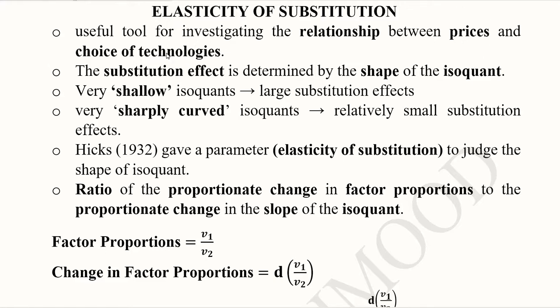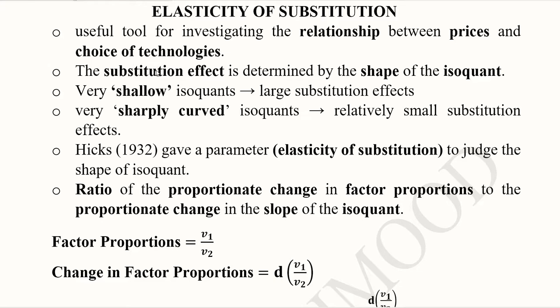So primarily we can say that when it comes to the choice of technology, that is about the mixture of labor and capital, how much of the labor and how much of the capital will be used. That mixture is related with the prices of the inputs, that is labor and capital. How they are related, let us see with the help of this elasticity of substitution.